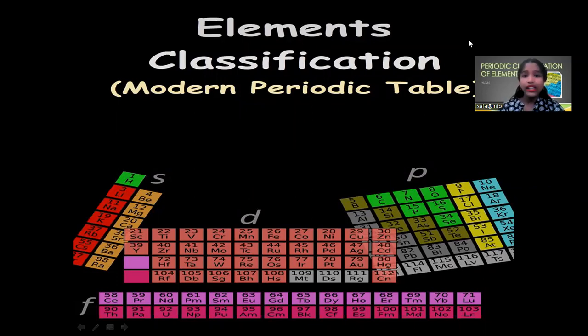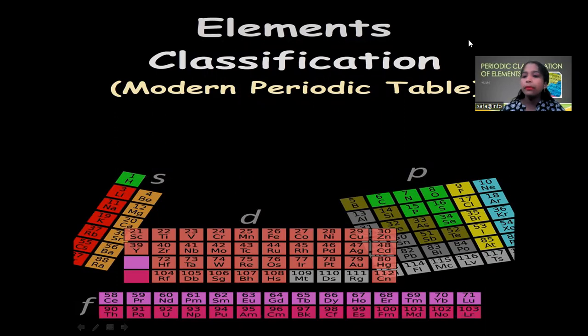In today's video, we are going to discuss elements classification, the modern periodic table. Before discussing part 3, we will revise part 2 once. So we have discussed the modern periodic law, or Moseley's law, and Mendeleev's law.